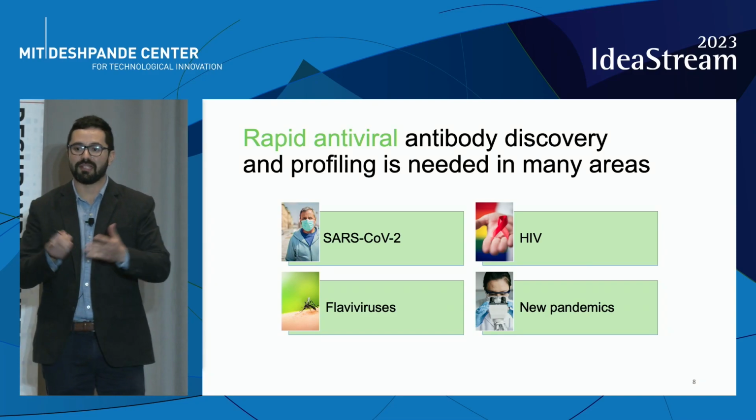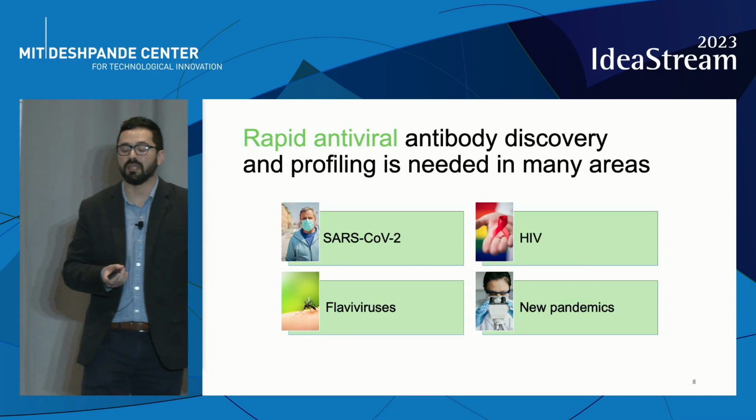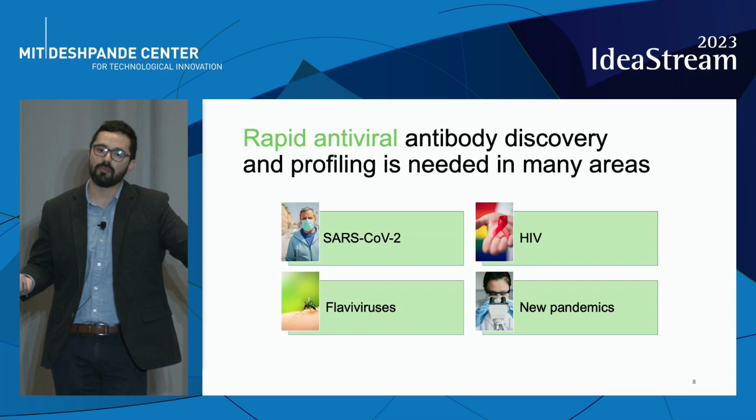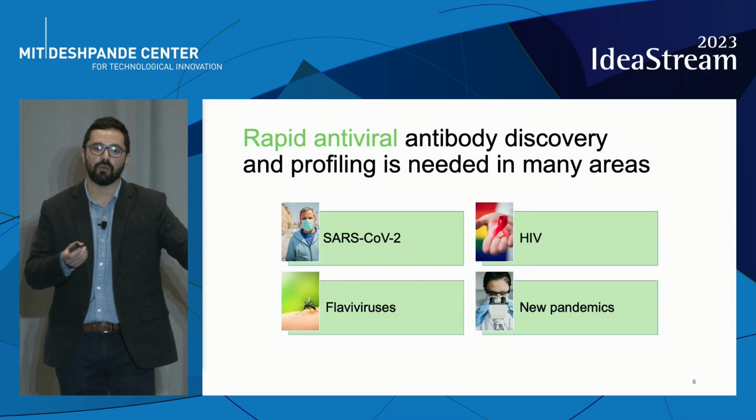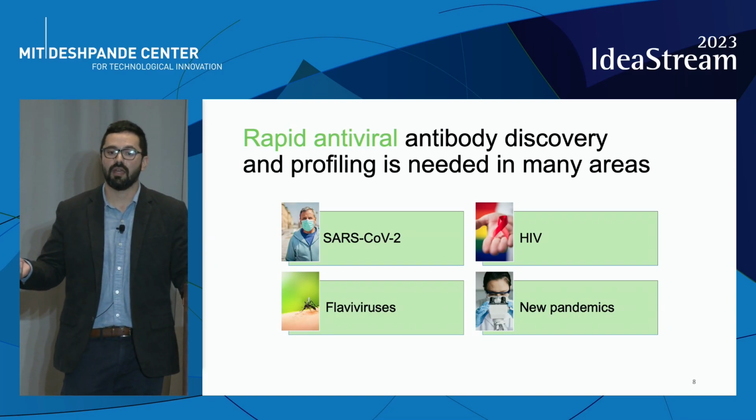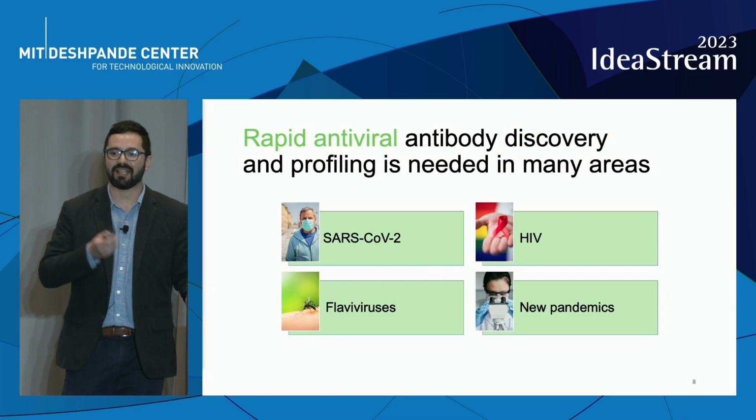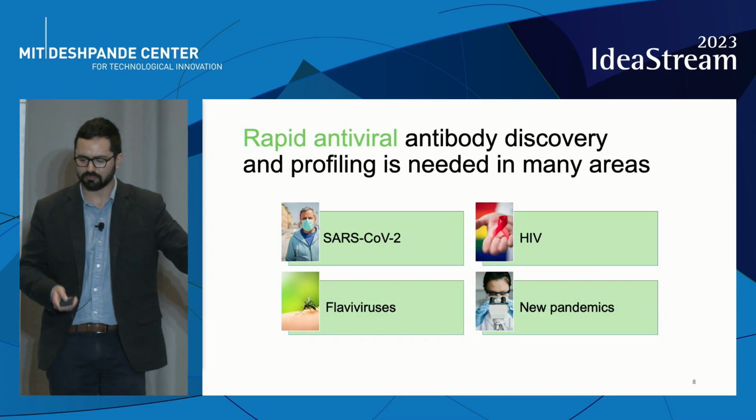For example, for new pandemics, we all are aware of pandemics. When a new pandemic comes, we need to quickly screen what the immune response is against this new virus. And also, we need to quickly screen vaccine candidates. And we can do it quickly with the technology we are going to present.